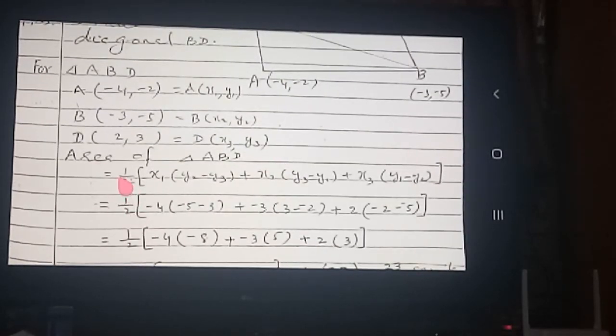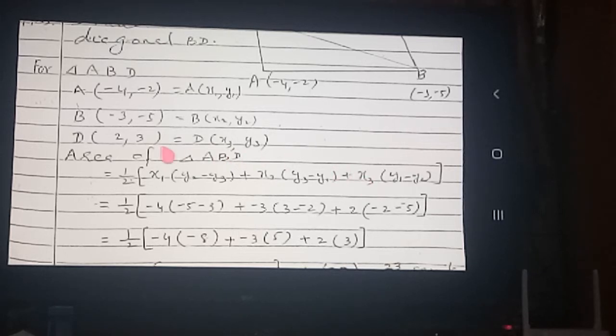Here I have written the formula. Half into x1 into y2 minus y3 plus x2 into y3 minus y1 plus x3 into y1 minus y2. Okay. So we can apply now. x1, what is x1? Minus 4. y2 minus y3. What is y2? Minus 5. Already middle sign minus. Then what is y3 coming? 3. And now x2 how much coming? Minus 3. y3 how much? 3 minus 2. Students, here only simple application, nothing else.